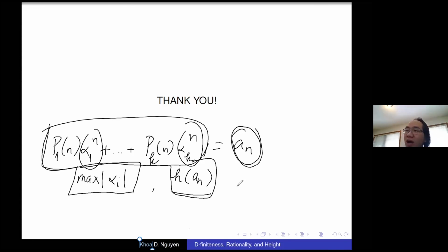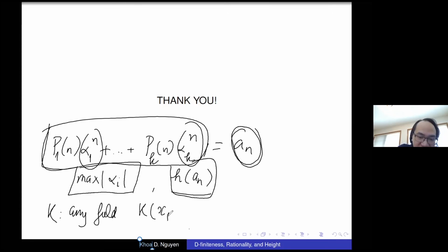Well, to talk about height, you have height for algebraic numbers. That's probably the most interesting case, but they also have height for function fields, for algebraic functions. For example, you can consider K to be any field, and you can have the height function on this field, and you can also have the height function on the algebraic closure of this field.